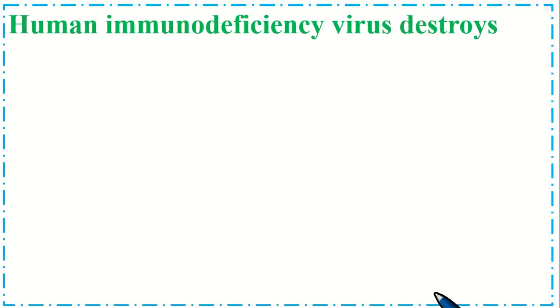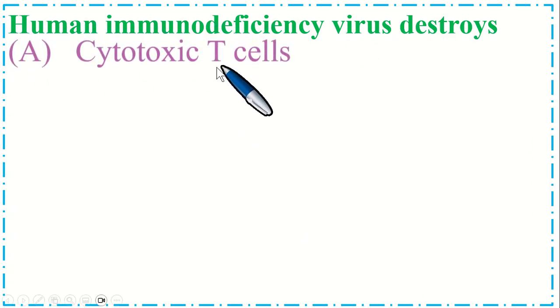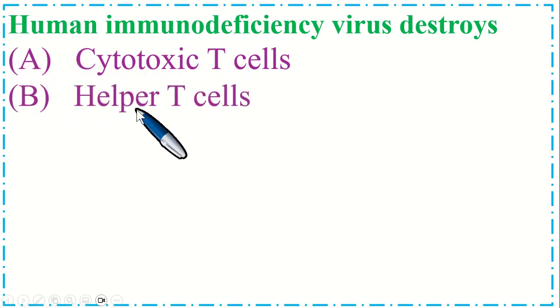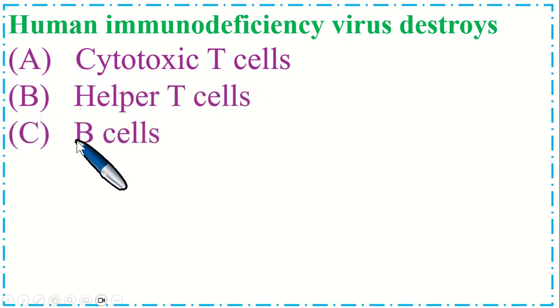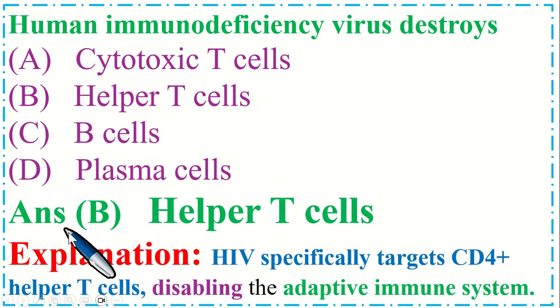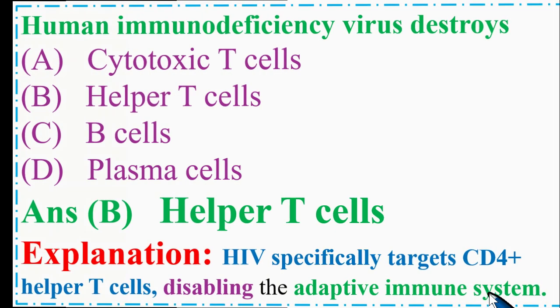So this is a very important MCQ. Human immunodeficiency virus, HIV, destroys option A cytotoxic T cells, B helper T cells, C B cells, and option D plasma cells. So the correct option is B helper T cells. HIV specifically targets CD4 helper T cells, disabling the adaptive immune system.